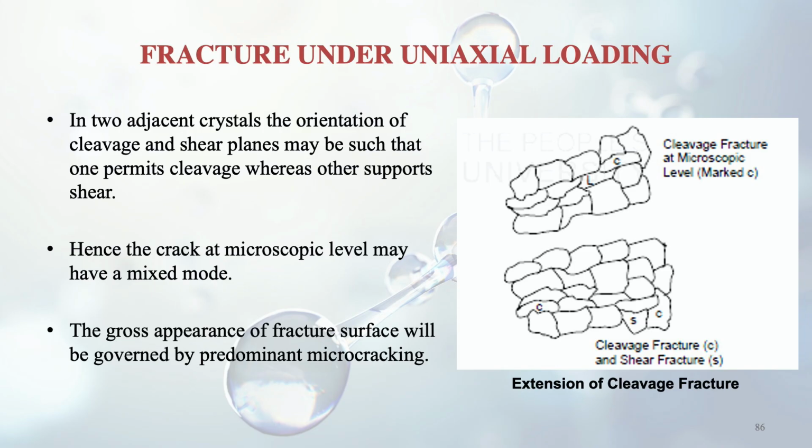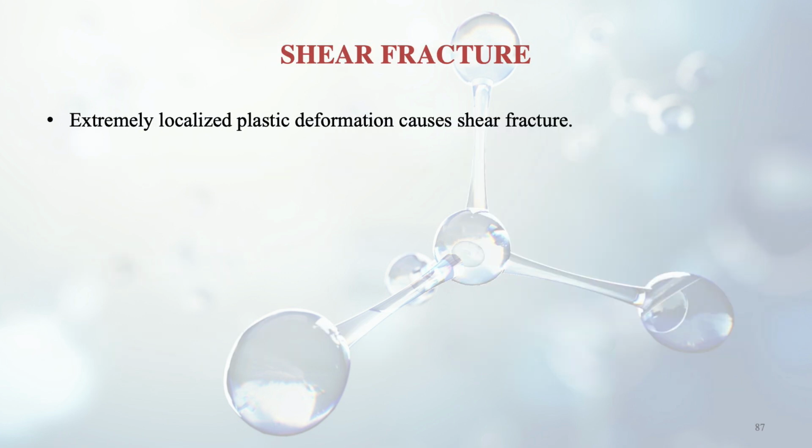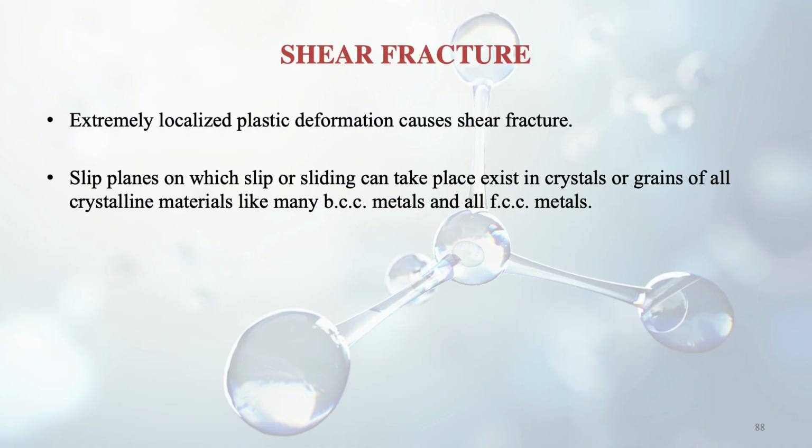So we talk about shear fracture now in the pure sense. Extremely localized plastic deformation actually causes shear fracture. So in a very small region plastic deformation is there, and then it will cause shear fracture. And slip planes on which slip or sliding can take place exist in the crystals or grains of all crystalline materials, whether it be a BCC type of metal or an FCC type of metal.